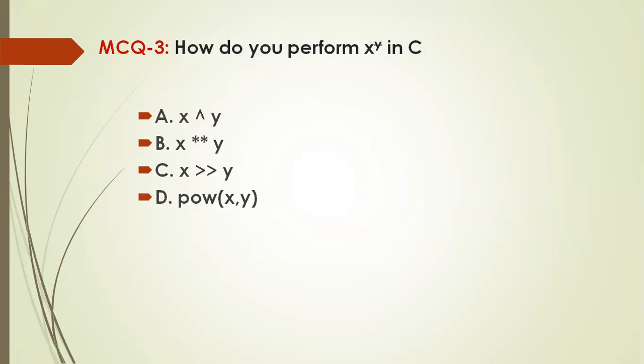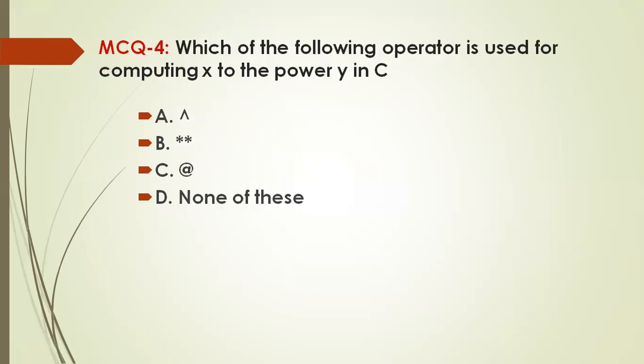How do you perform x to the power of y in C? If you want to perform a power in C language, we don't have any operator. So what you can do is use the power function. So the correct answer is D, pow. Which of the following operators is used for computing x to the power of y in C? No such operator. The caret sign we use only in the algorithm. C does not have any operator for power. The correct answer is none of these.